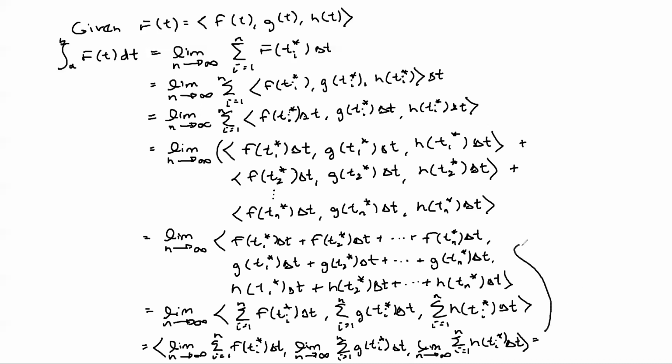And so let's see, maybe I have a little more space right here. So this equals the integral from a to b of f of t dt, comma, the integral from a to b of g of t dt, comma, the integral from a to b of h of t dt, as a vector. And so, long story short, just like the derivative, just like the antiderivative indefinite integral, the definite integral of a vector function is also the definite integral of the components. It does kind of make sense that it would be consistent like that, right?